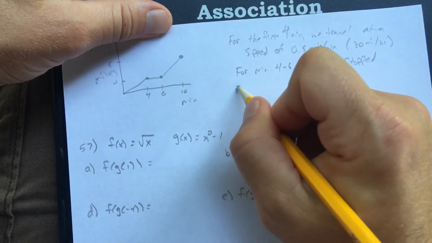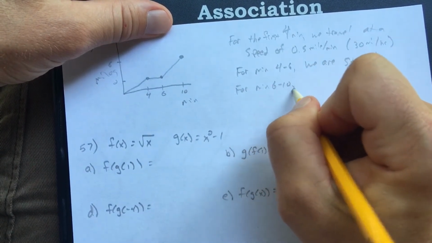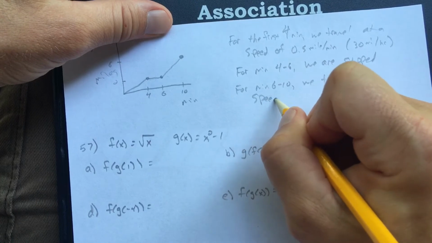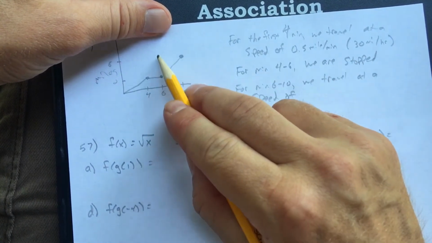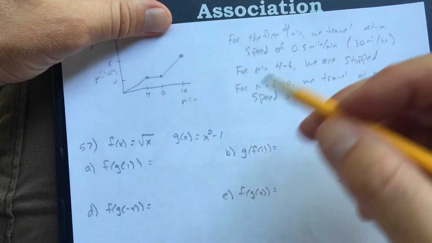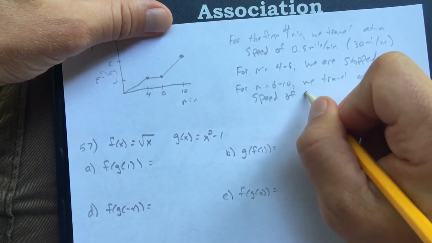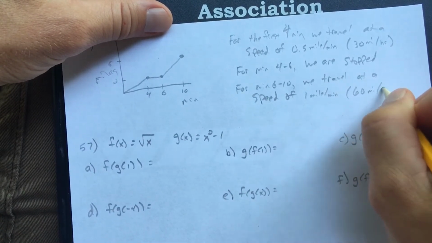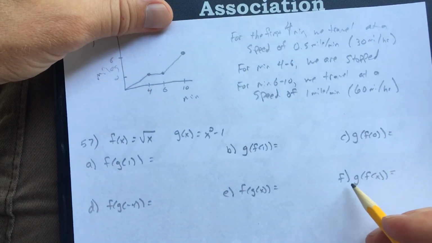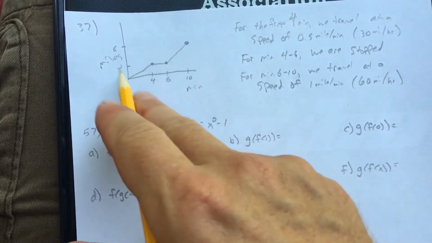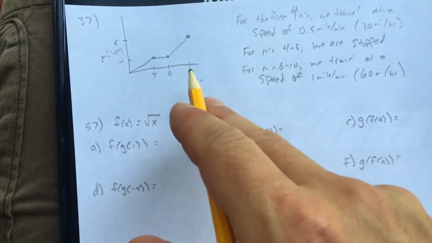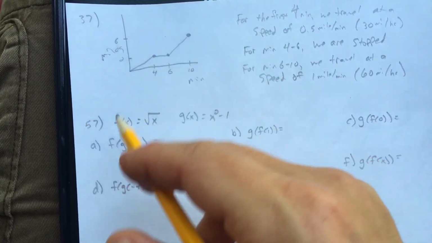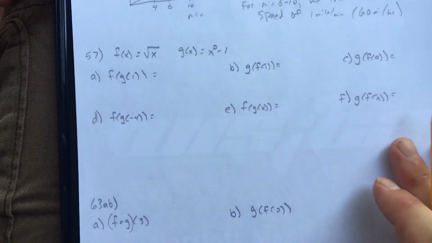Okay, and then for minutes 6 through 10, we travel at a speed of, in this case, we went up 4 miles over 4 minutes, so it's 4 miles per 4 minutes. So the speed of 1 mile per minute, or again, if you want the more familiar, 60 miles per hour. All right, so that's in a nutshell what this graph is saying. Now this is a distance versus time graph. We've got to be clear about what this graph is, because later on we'll do velocity versus time, and that'll mean something different. But we'll get into that more, especially in chapter 2.